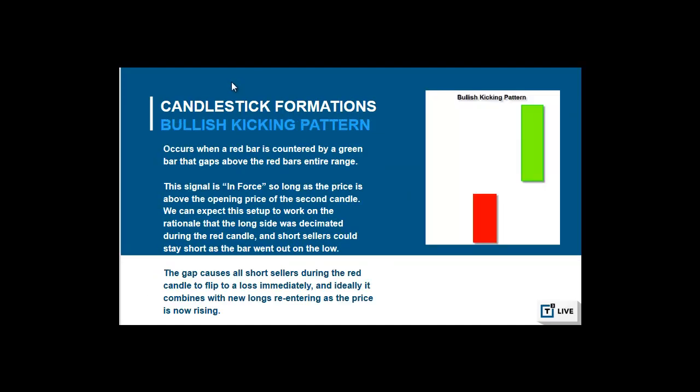The bullish kicking pattern occurs when a red bar is countered by a green bar that gaps above the red bar's entire range. The signal is in force so long as the price is above the opening price of the second candle. We can expect this setup to work on the rationale that the long side was decimated during the red candle, and short sellers could stay short as the bar went out on the low. The gap causes all short sellers during the red candle to flip to a loss immediately, and ideally it combines with new longs re-entering as the price is now rising.